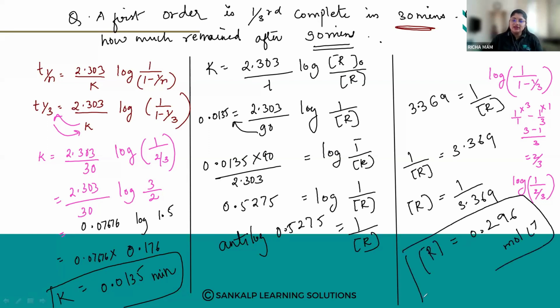So this is after 90 minutes. After 90 minutes, how much remained? This is the concentration of R. Are you getting the same? If you have not studied antilog in the last class, please go through it again. You need to know how to find the antilog. So copy down the steps after antilog. Just find out the antilog and then get the value. Is it okay?